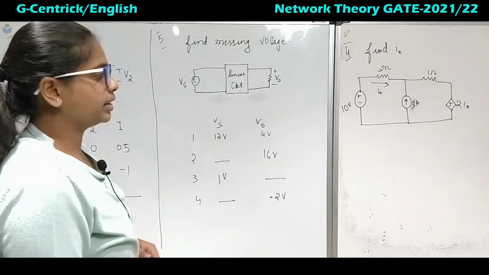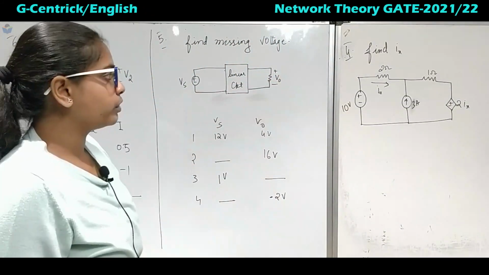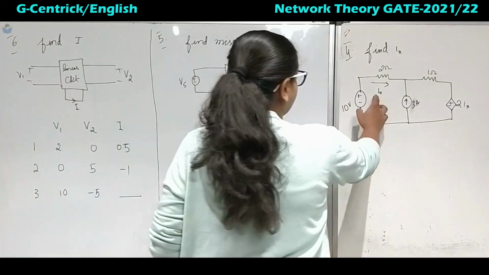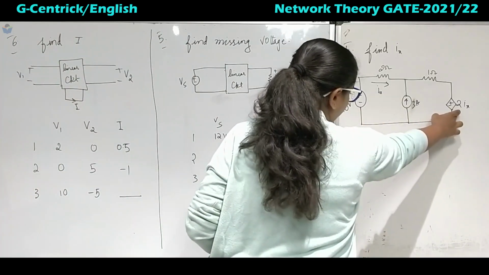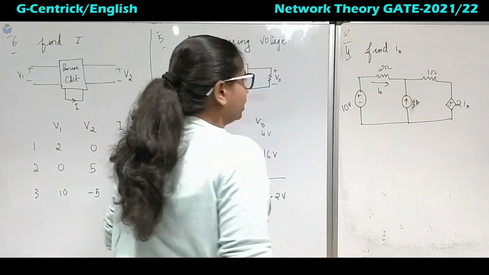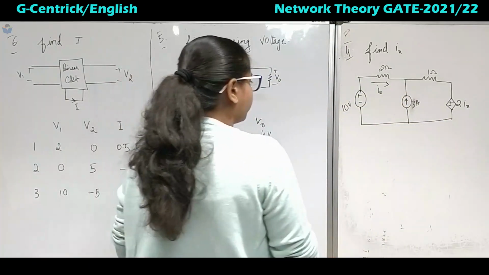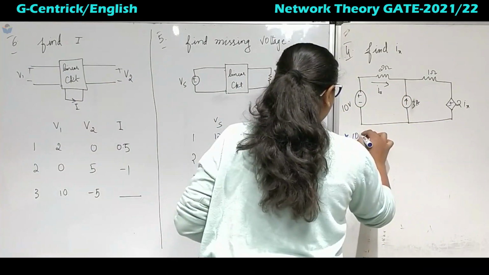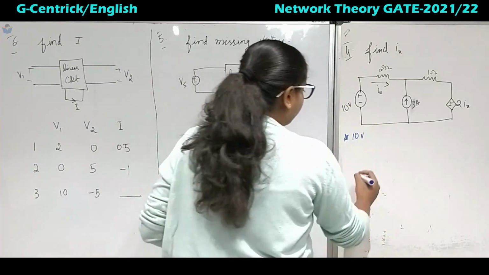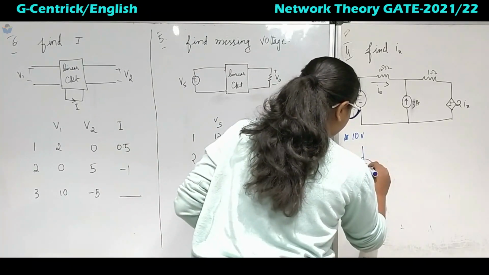So we'll continue with the next problem. Okay, so we have to find Ix. So Ix is here, dependent source we have 2Ix and its hint is over here. So first we will calculate for the 10 volt. Okay, so for 10 volt we will keep that as it is.